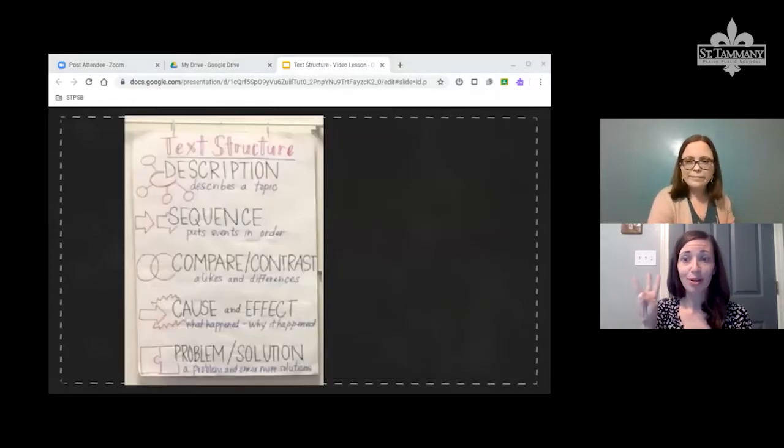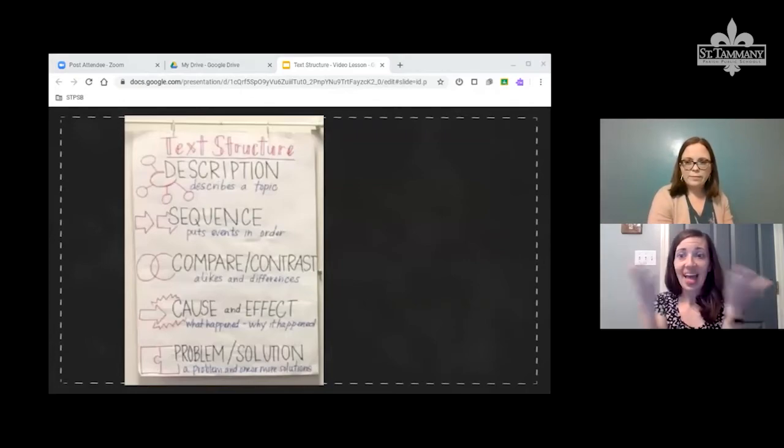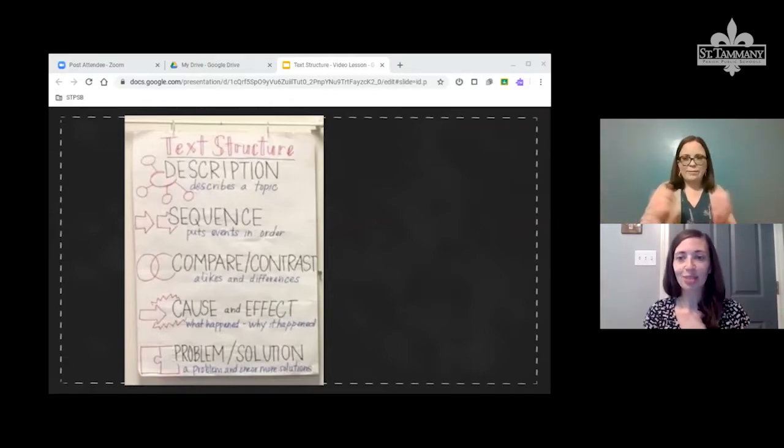Text structure number 3 is compare and contrast. When I think of compare and contrast, I immediately think of that Venn diagram that we use in classrooms, where our Venn diagram tells us in the center circle how things are alike, and in the 2 outside circles how things are different. So our hand motion goes alikes and differences. Try it with me. Alikes and differences. Good job. Try it on your own now.